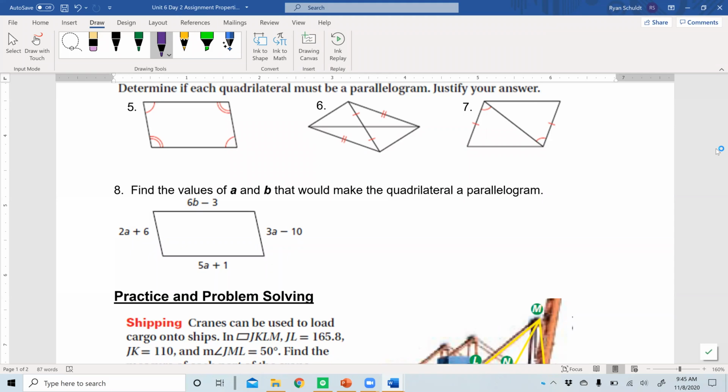Does this look like a picture from either the front of the notes or the back of the notes? Yes, it does. So can this one be a parallelogram? Yes. We have opposite angles are congruent. Therefore, it can be a parallelogram.